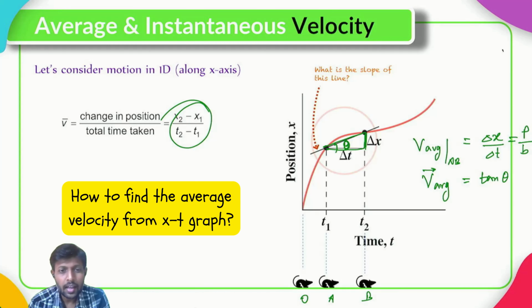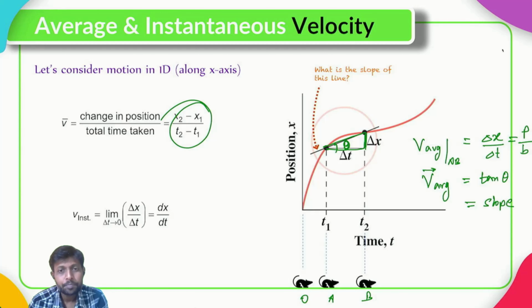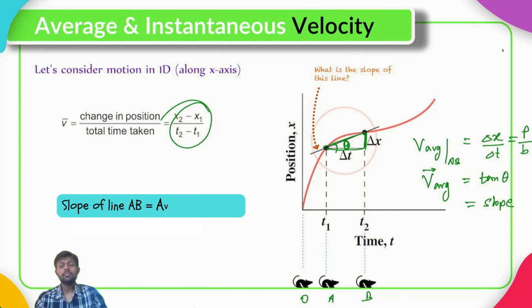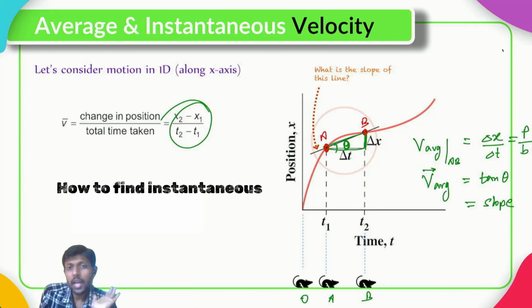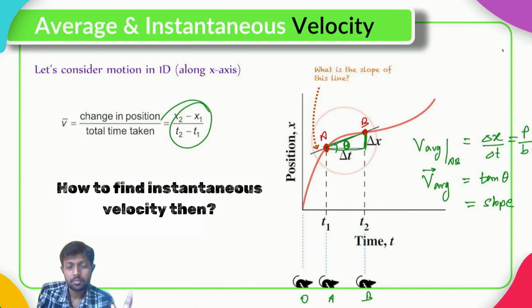And what is tan theta? For a straight line, tan theta is the slope. So what did we learn? If we have to find out the average velocity for a journey, let's say from point A to point B, you join the 2 points, you will get a straight line. The slope of that straight line will give you the average velocity. Simple. Okay. How do we find the instantaneous velocity from the graph then?